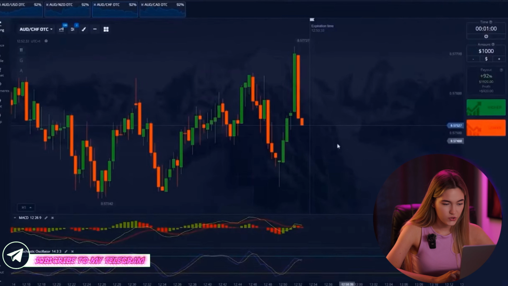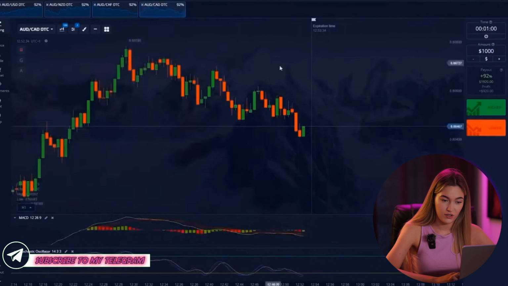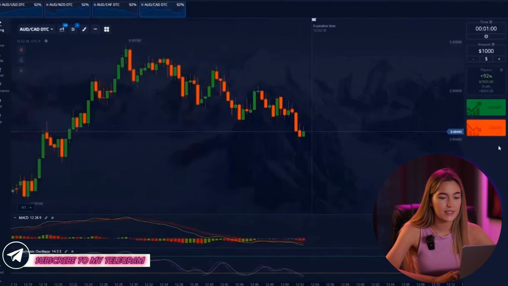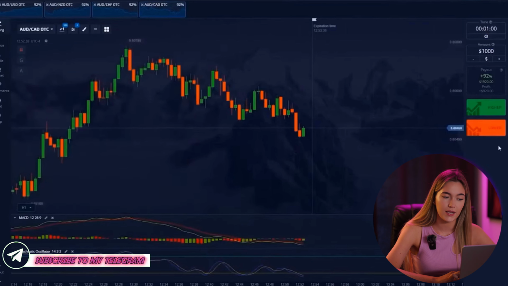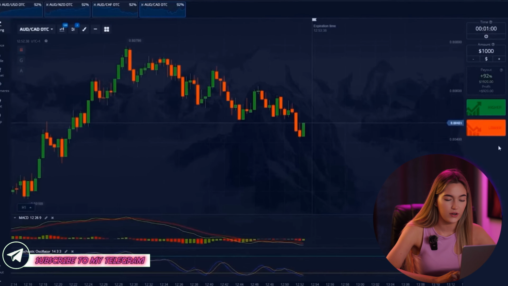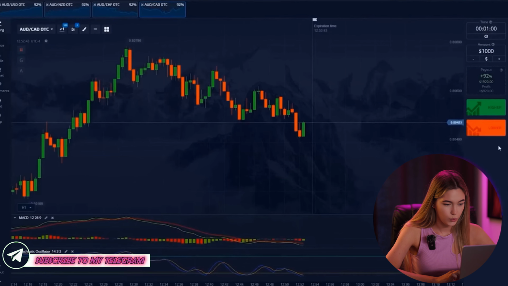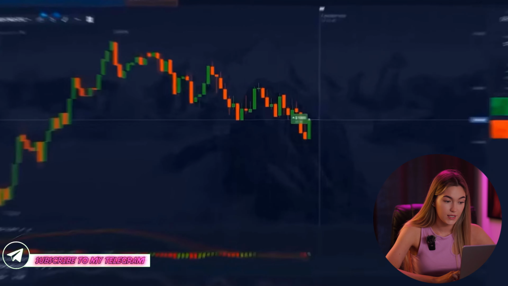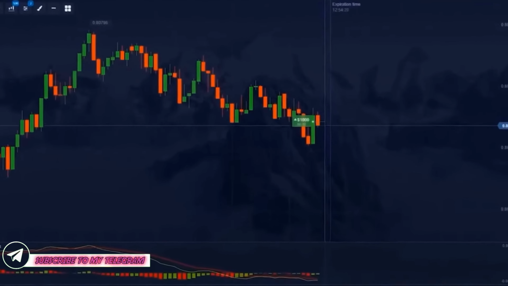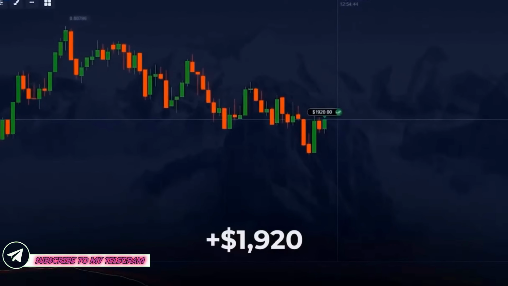Next, we have the Australian dollar and Canadian dollar. Here you can clearly see the stochastic lines staying at the same level at the very beginning of the new bullish candle that will be bullish. So we have to invest higher. Profits again. Yes, that's right, we're in the black.